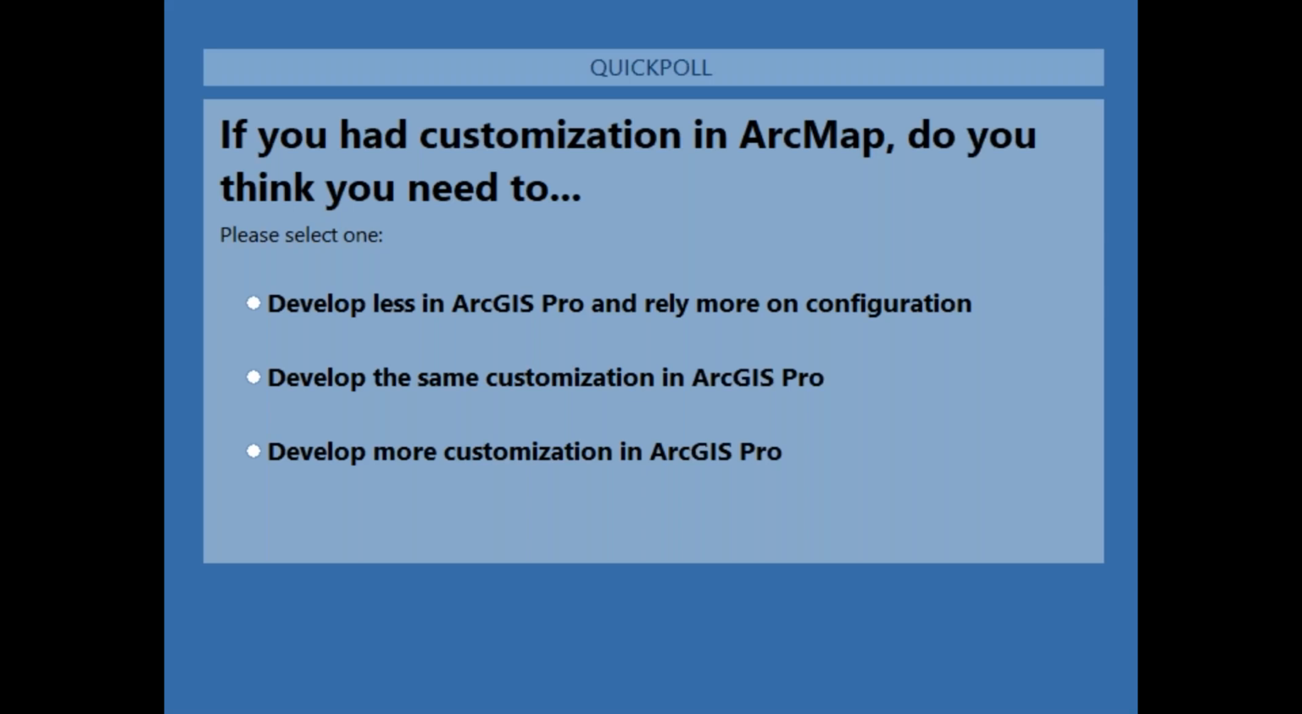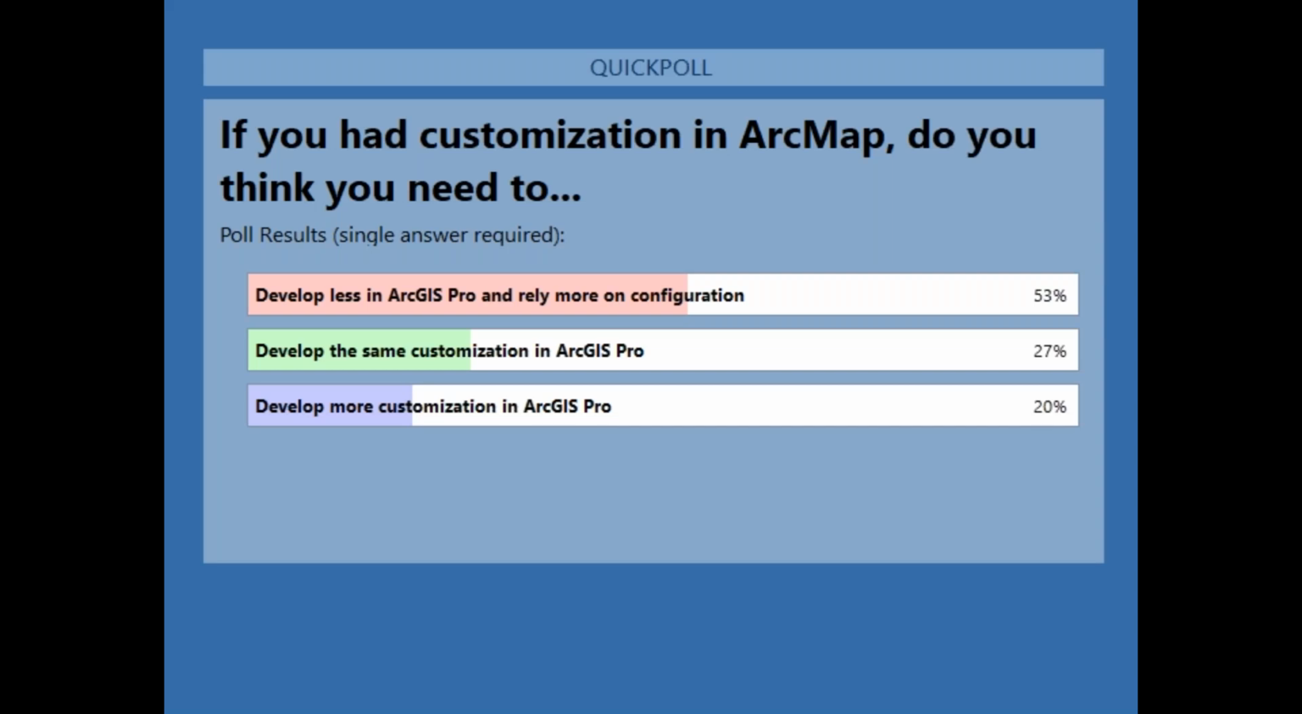So if you had any customization in ArcMap, do you think that you need to develop less in ArcGIS Pro and rely more on configuration? Do you think it's going to be the same level of customization that you had in ArcMap that you're going to basically migrate into ArcGIS Pro? Or do you think that ArcGIS Pro actually needs more customization than you used to have in ArcMap? So it's kind of curiosity on our side. And I'm going to close it and share the results.